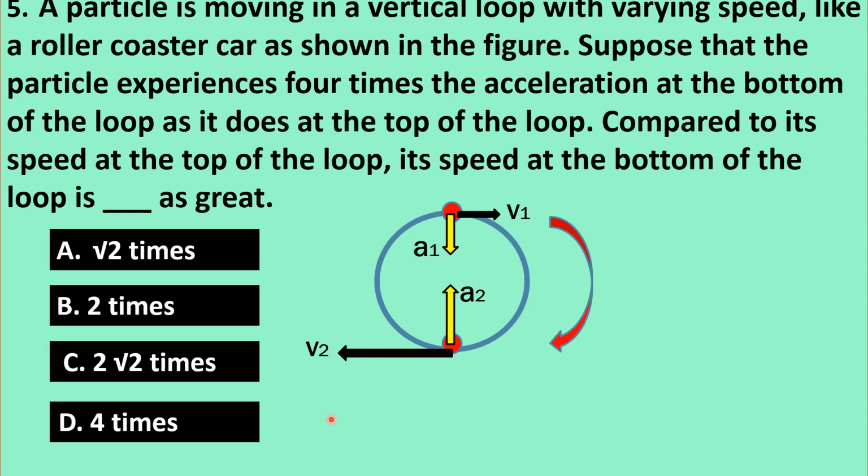Question number 5. We have a particle that's moving in a vertical loop as shown in the diagram, and it has a varying speed, just like a roller coaster car as shown in the figure. Suppose that the particle experiences 4 times the acceleration at the bottom of the loop as it does at the top of the loop. Compared to its speed at the top of the loop, its speed at the bottom of the loop is how many times as great?